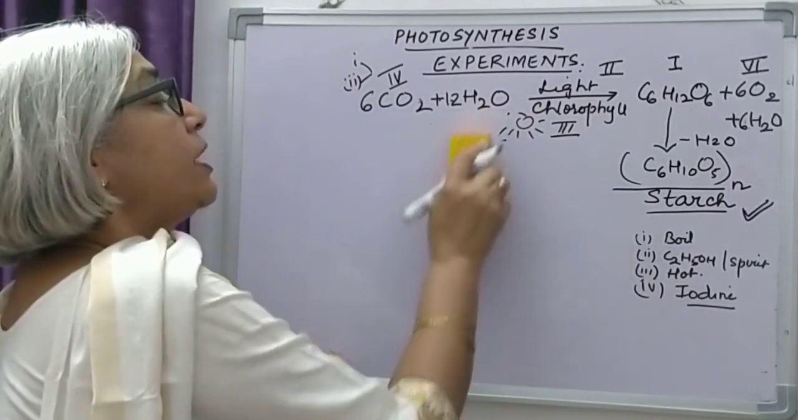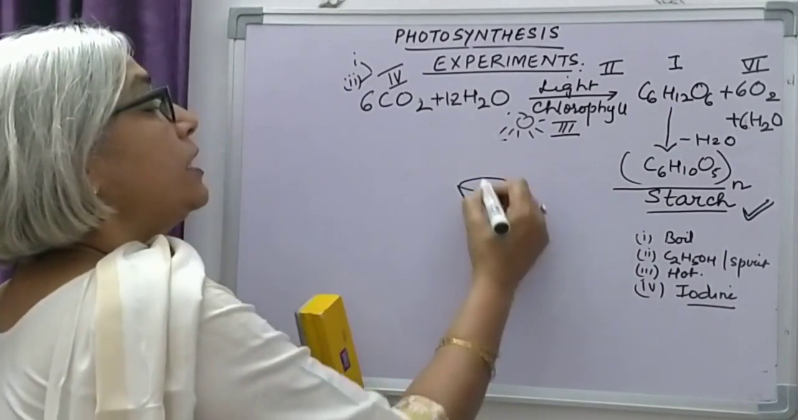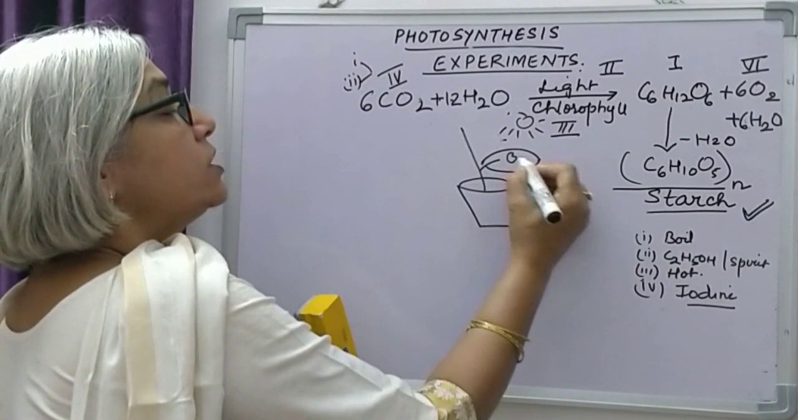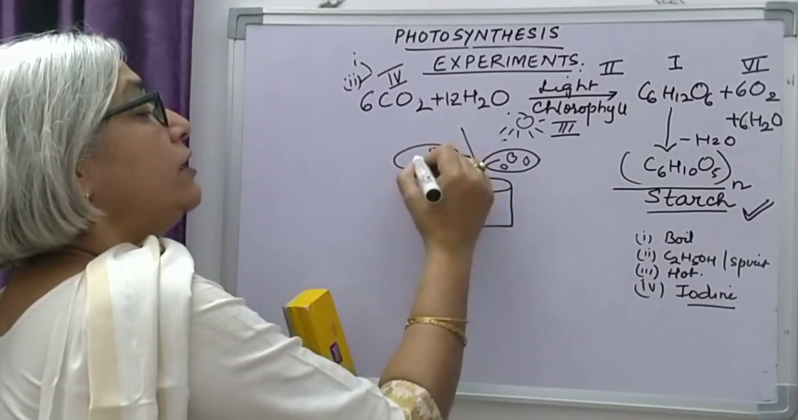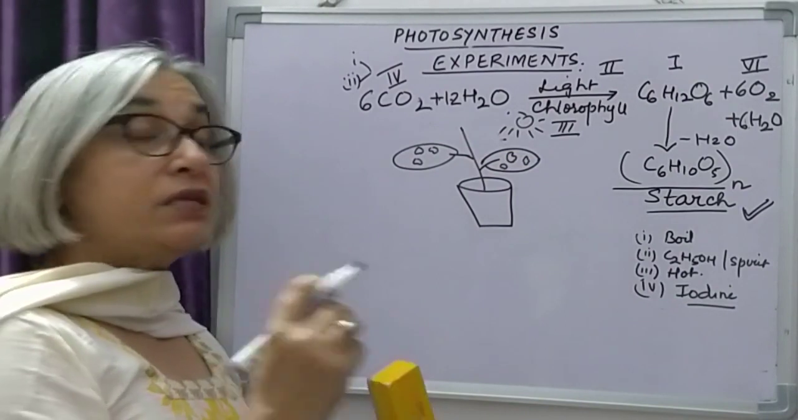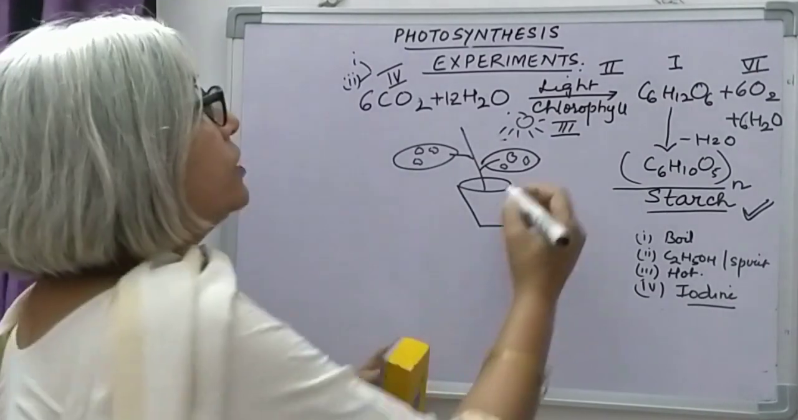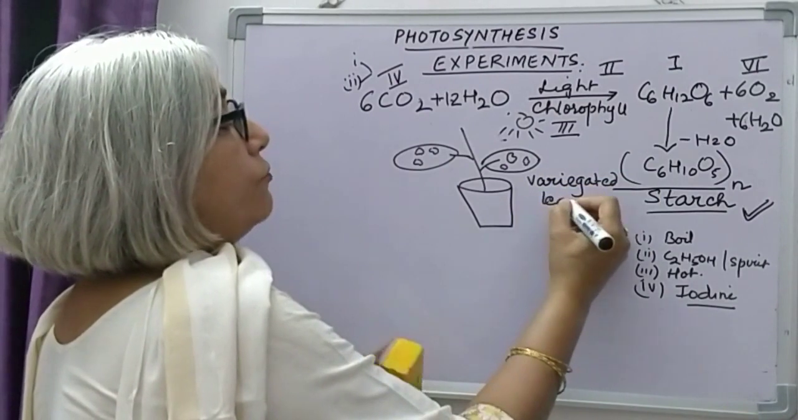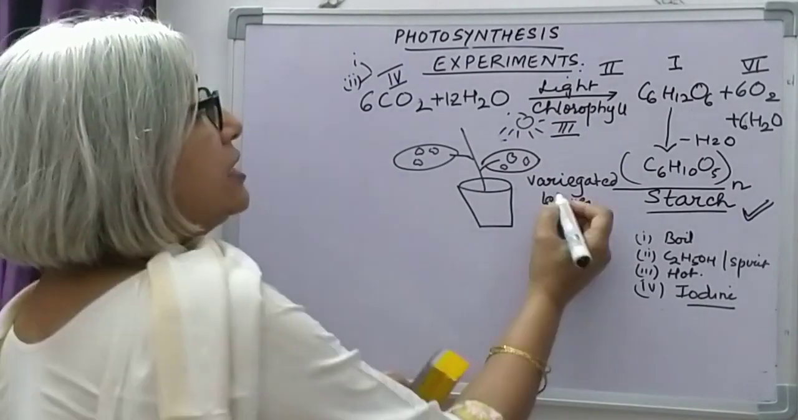In this third experiment, we keep a destarched plant. Now the plant has to be a special plant in which the leaves are variegated. Variegated means portion of the leaf is not green. It can be white, it can be yellow, but portion of the leaf is colored or does not have chlorophyll. So these kinds of leaves are called variegated leaves. So for testing the presence of chlorophyll, we need a plant with variegated leaves.